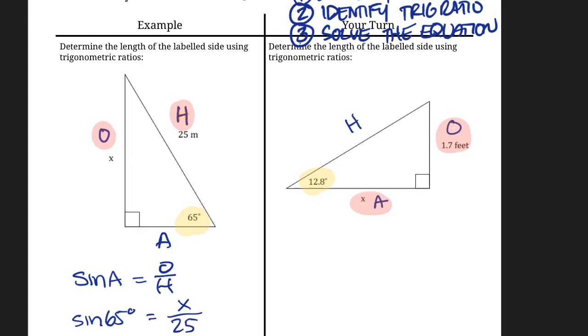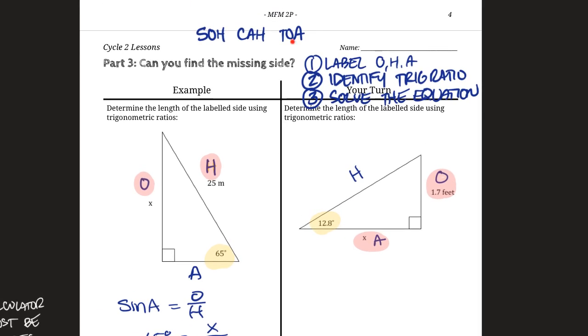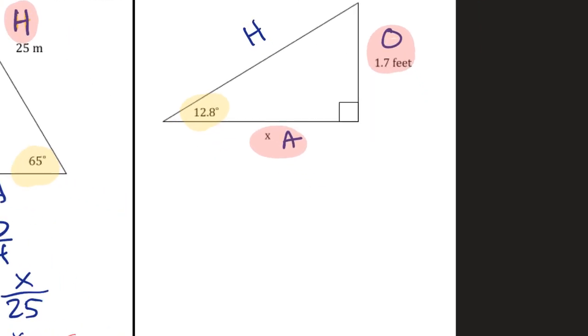So let's look at our SOHCAHTOA up here. SOHCAHTOA tells us what each trig ratio is. We're looking for the one that has O and A in it. Which one has O and A in it? It's this one, right? TOA. That's our tan ratio, right? So it's telling us that tan is equal to opposite over adjacent. So I'm going to write that down. Tan of our angle is equal to opposite over adjacent, right? So there we go. We've identified the correct trig ratio to use.